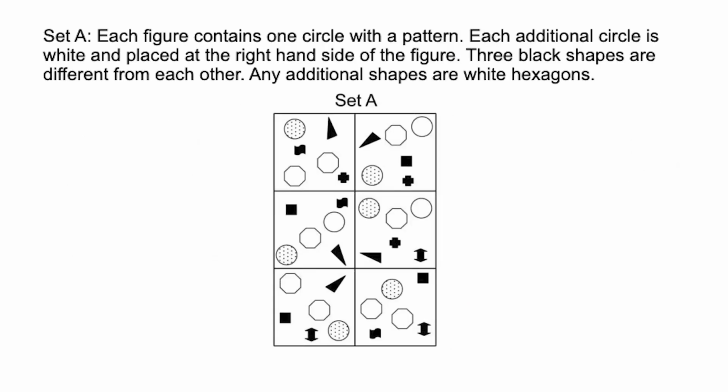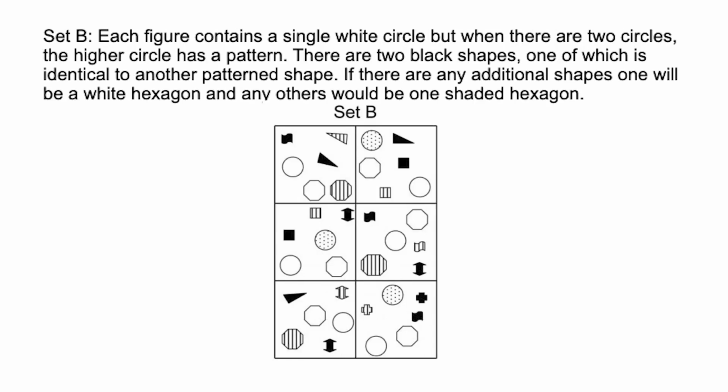In set A, each figure contains one circle with a pattern. Each additional circle is white and placed at the right hand side of the figure. 3 black shapes are different from each other and any additional shapes are white hexagons. And in set B, each figure contains a single white circle, but when there are 2 circles, the higher circle has a pattern. There are 2 black shapes, one of which is identical to another pattern shape. If there are any additional shapes, one will be a white hexagon and any others would be one shaded hexagon. Gosh, that was a lot.